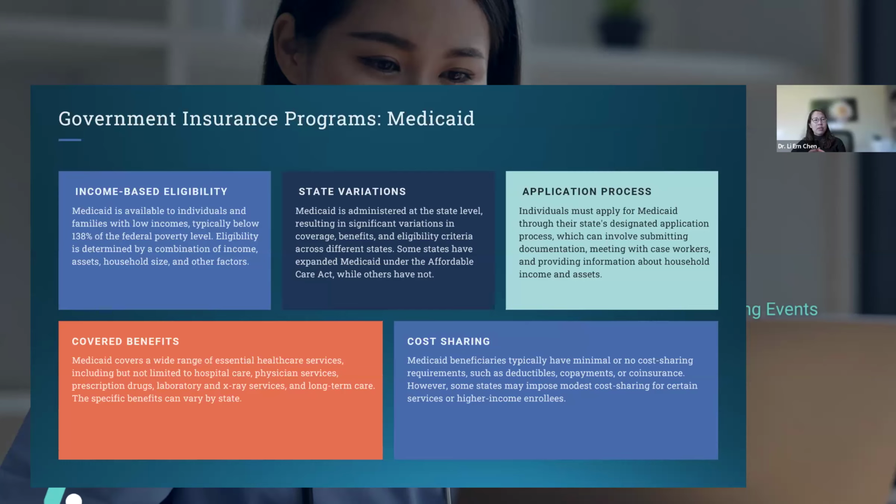Medicaid, right? Because the income level of the people on Medicaid is generally very low, there is very little cost sharing. So people on Medicaid pay very, very little for copays or coinsurance, if anything at all. So that's Medicaid.